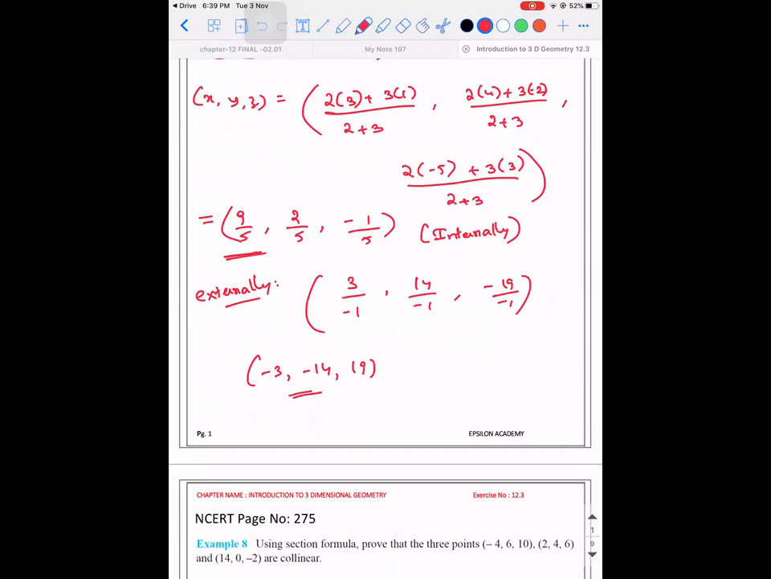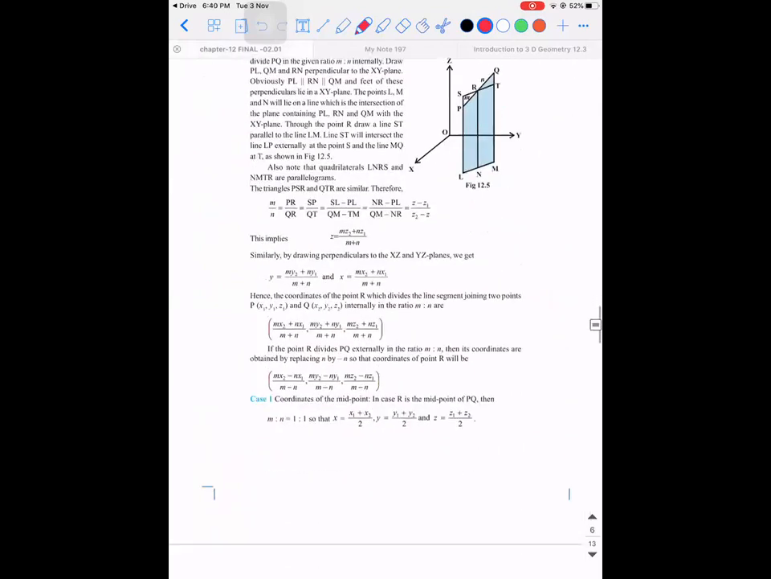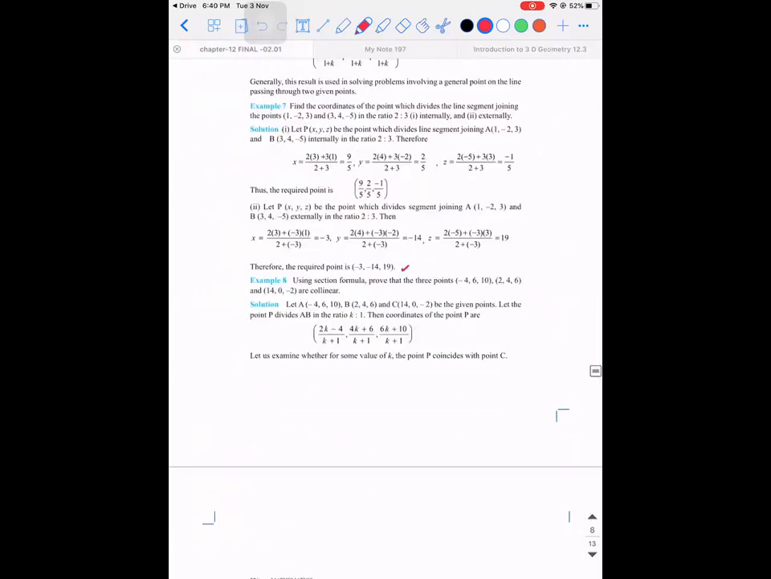So what is the answer given? Same answer, sorry. I got the same answer. So -3, -14, and 19. Right?